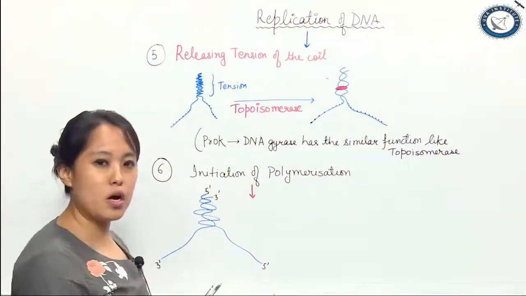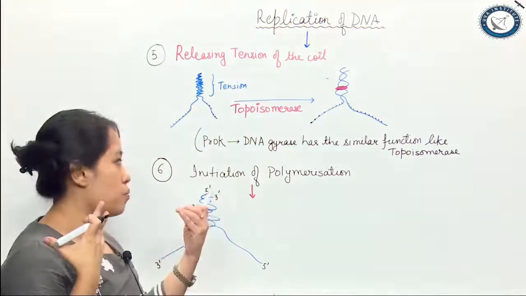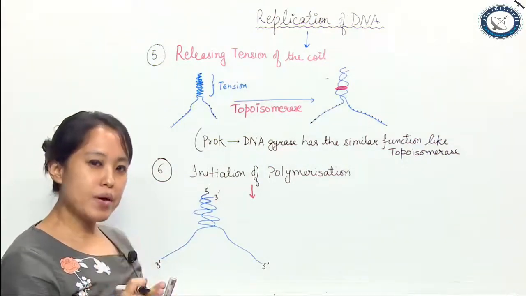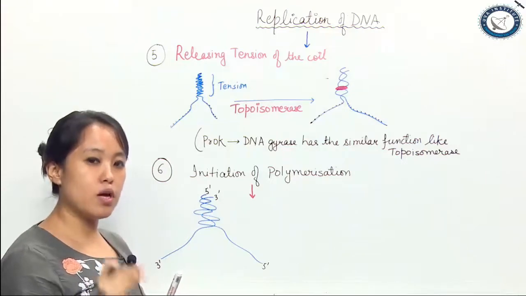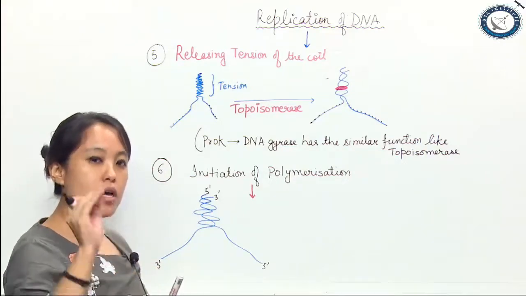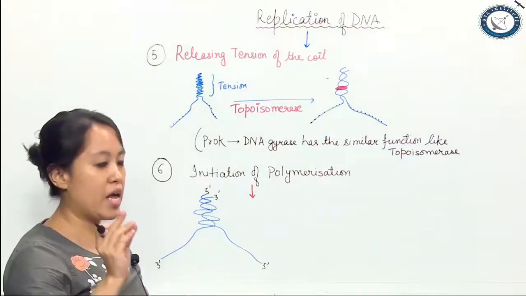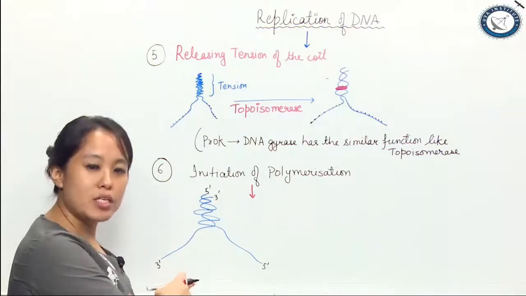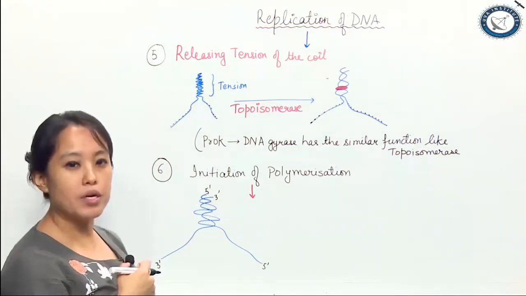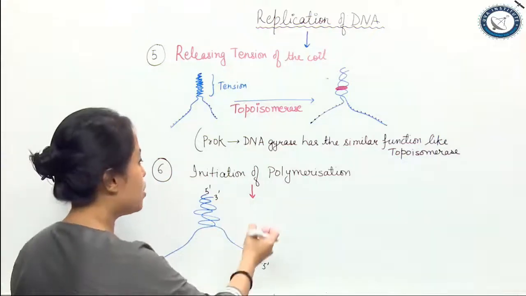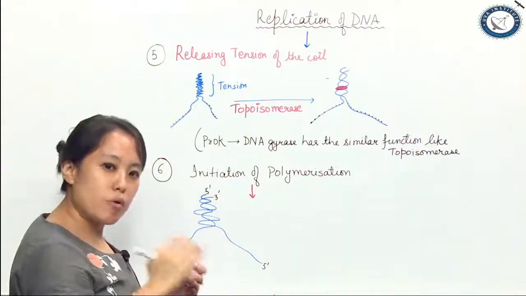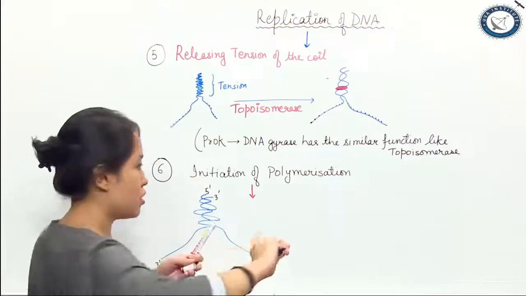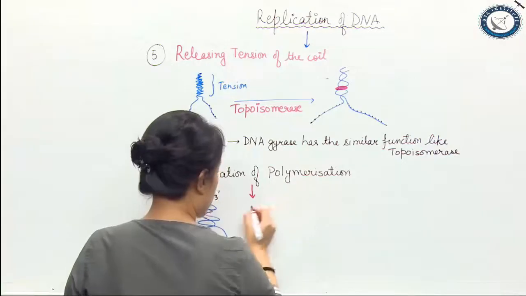In order to start the polymerization process, we need to have DNA polymerase. DNA dependent DNA polymerase. But DNA dependent DNA polymerase cannot bind here because it needs a helper. So the helper is RNA primer. Let me first tell you what I mean by polymerization. Polymerization means once something attaches, it will make a copy. That's polymerization.